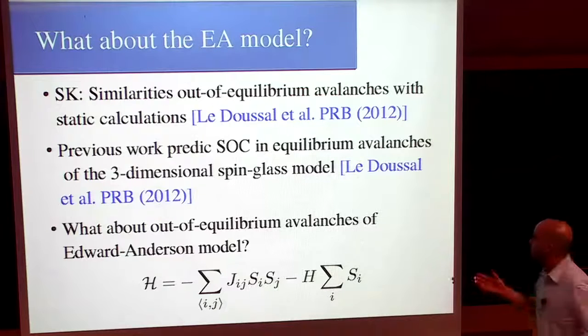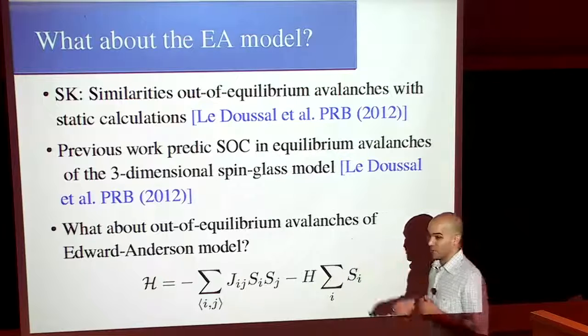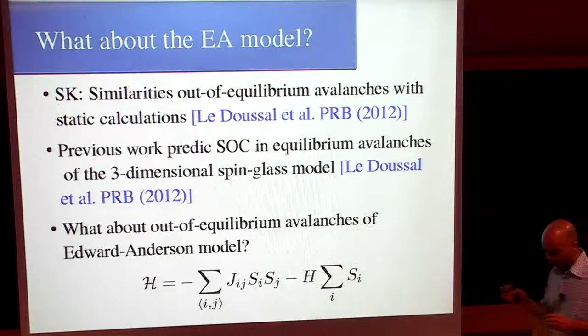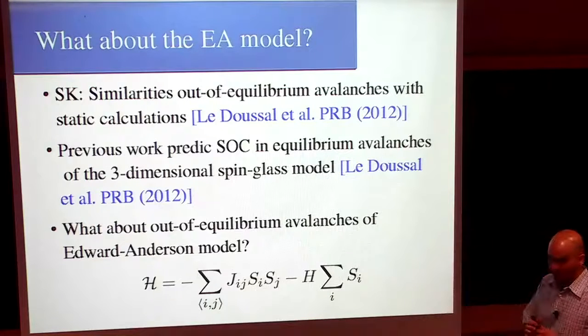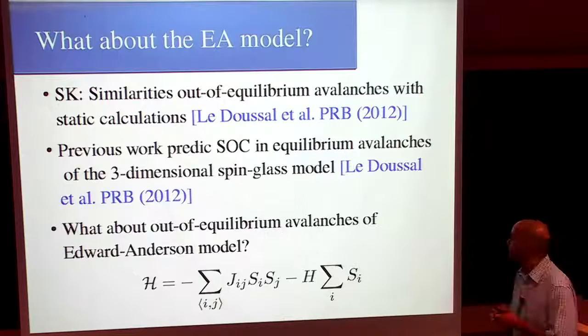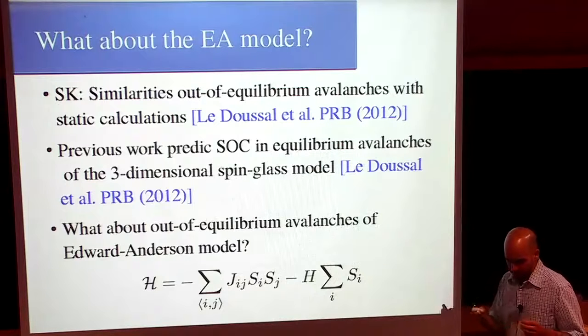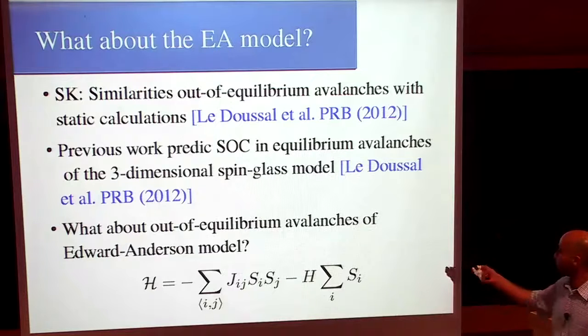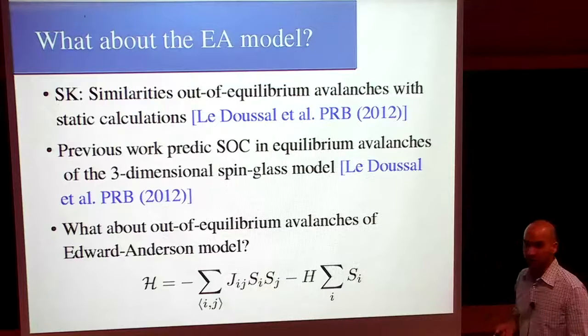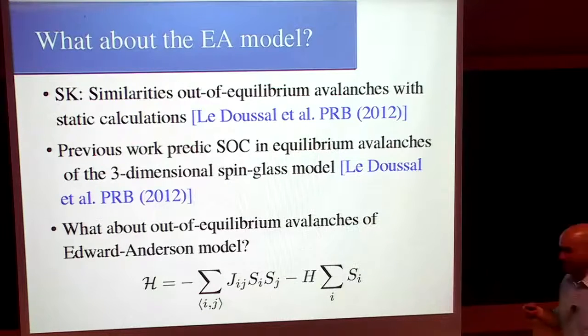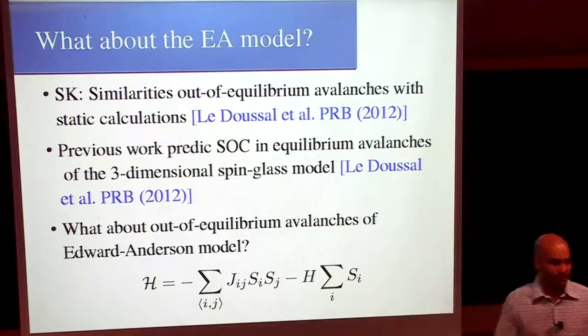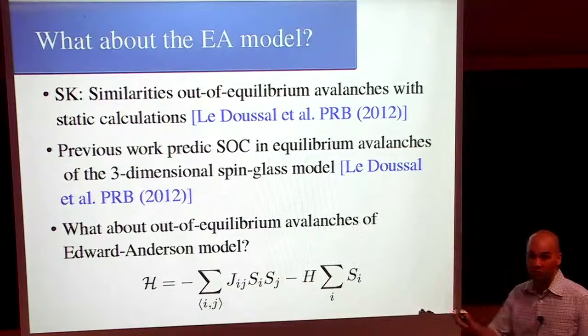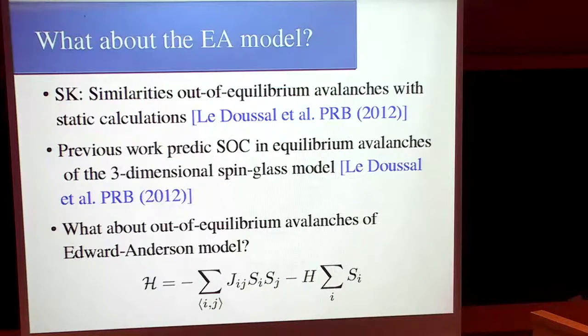Correct me if I'm wrong here. The previous work of Pierre and collaborators looked at avalanches in equilibrium of the SK model, and they found remarkable similarities with the results found in avalanches out of equilibrium of the SK model. They found similar or equal exponents for equilibrium avalanches as for out-of-equilibrium avalanches, like the ones I showed you before, and also extended this work, using some problem arguments, to equilibrium avalanches for the three-dimensional Edwards-Anderson spin glass. So we wanted to test if these similarities found in equilibrium and non-equilibrium avalanches would hold also for the Edwards-Anderson spin glass.